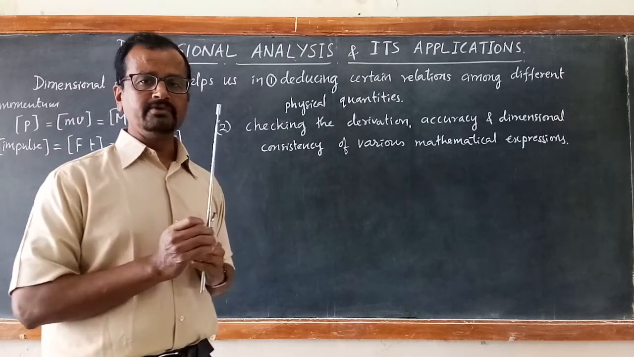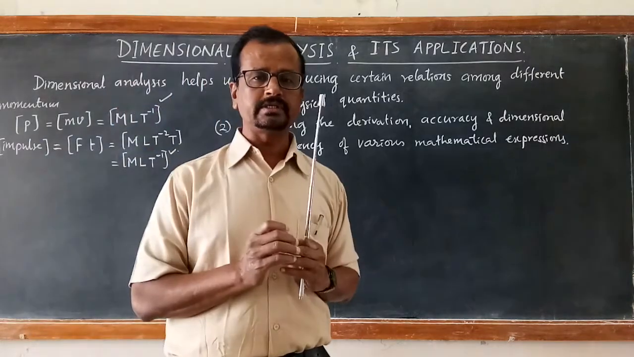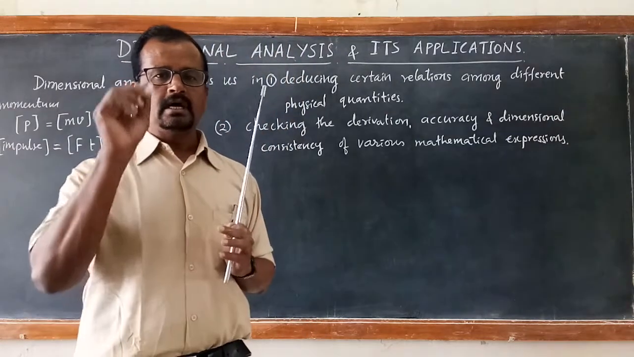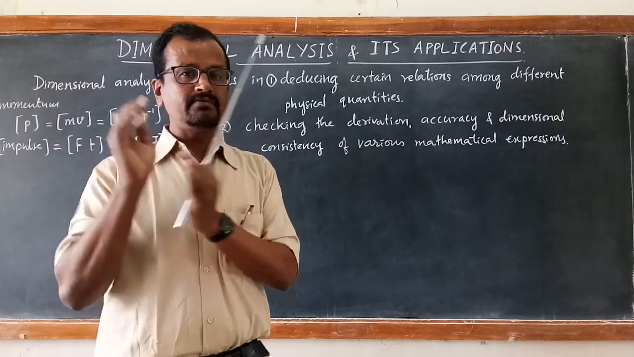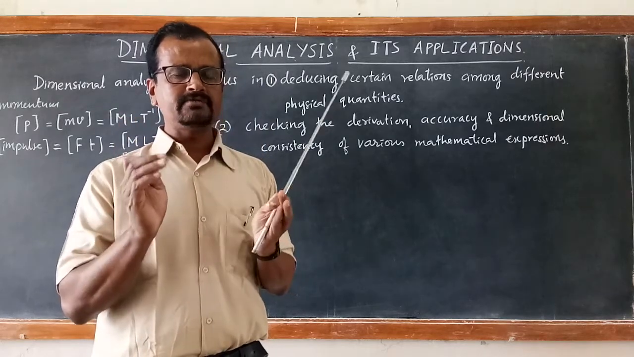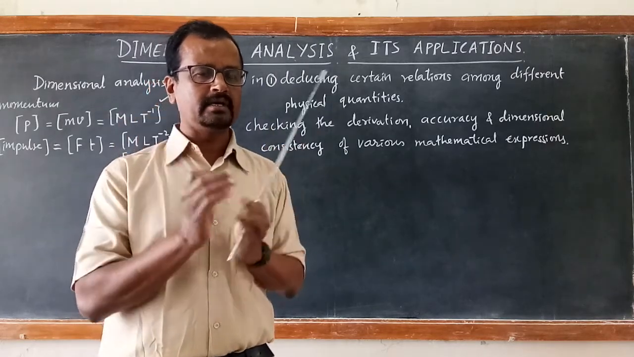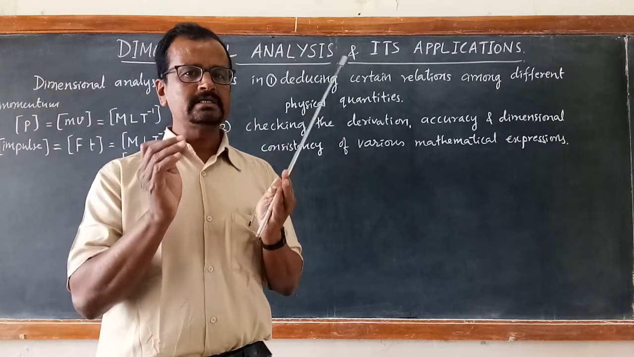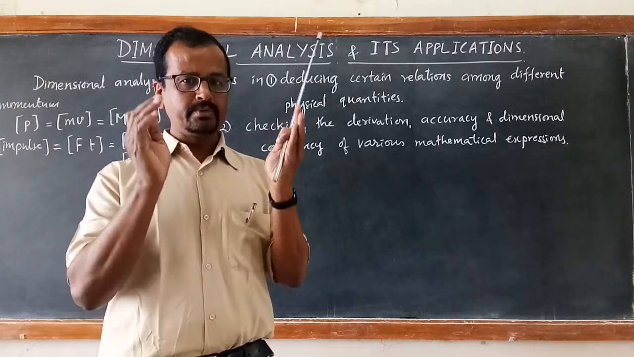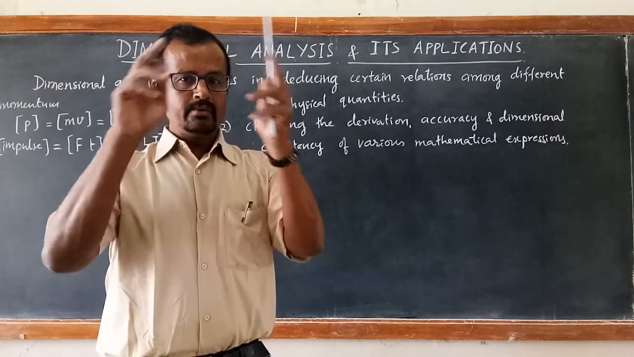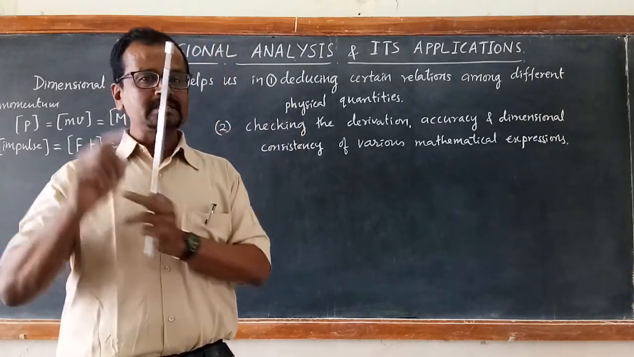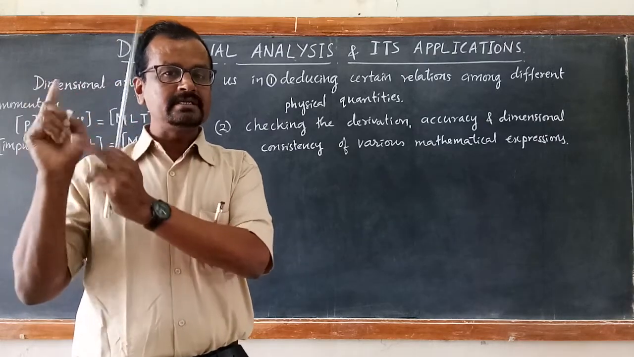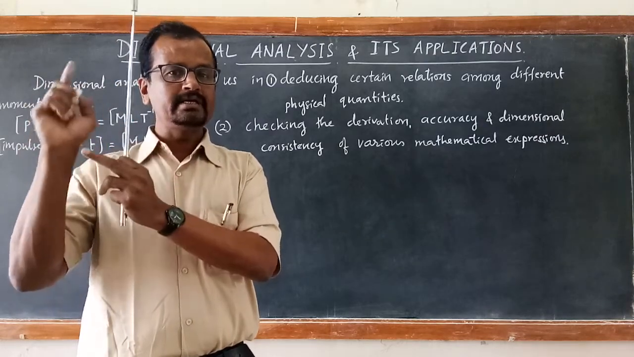For example, if we derive the equation for kinetic energy, we know kinetic energy is half m v square. So it should have the dimension of energy. The dimension of energy is the same as the dimension of work done, M L square t raised to minus 2. So when we get that equation half m v square, when you verify the dimensions of half m v square, you must get the dimension of energy, M L square t raised to minus 2.